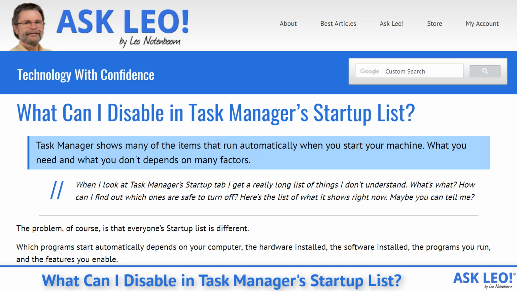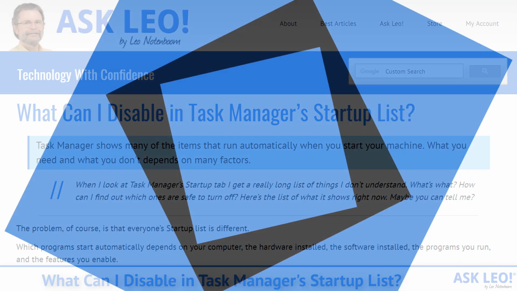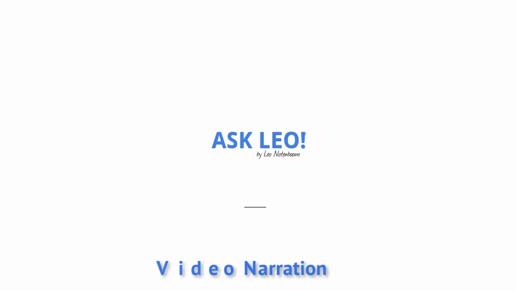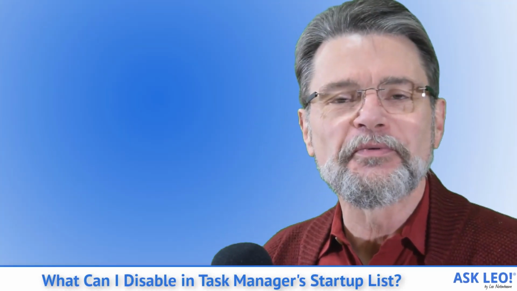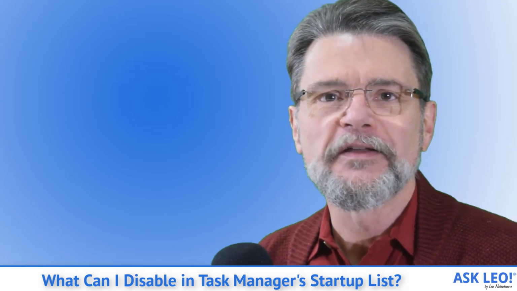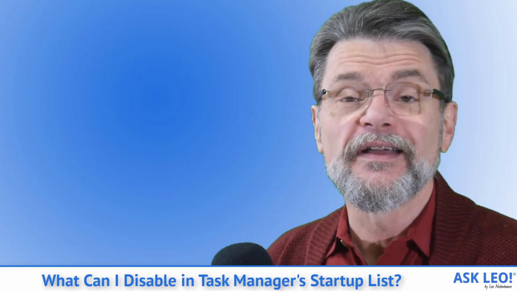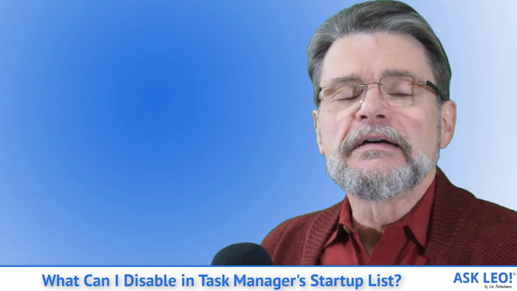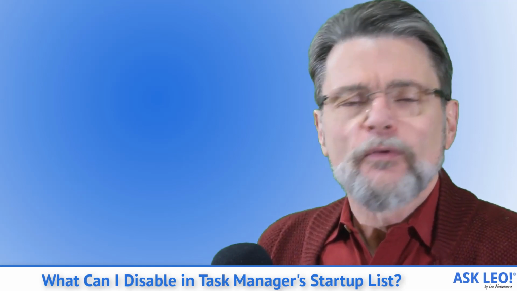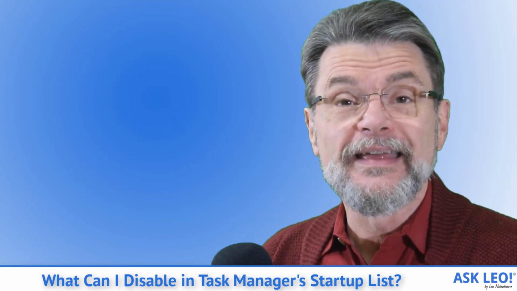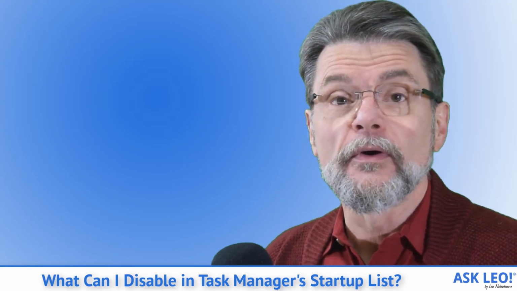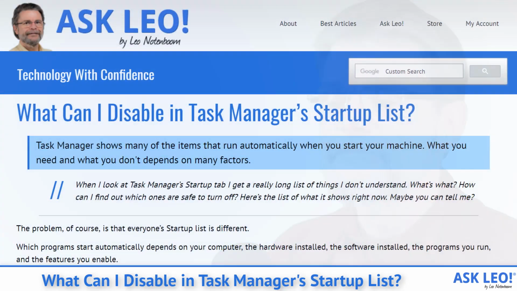What can I disable in Task Manager's startup list? This is an unanswerable question because it really depends so much on exactly what's on your computer, what you're running, the computer itself even, and so forth. I will run through some of the options and some of the ideas we have because it's a very common thing to want to do to speed up your computer startup, to not have so many things starting automatically.